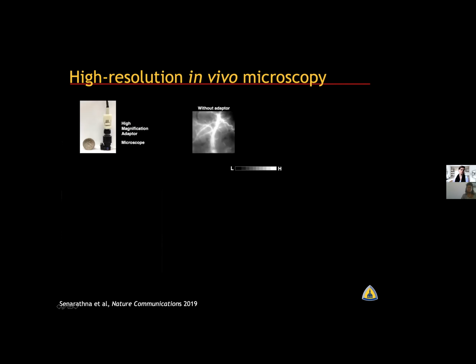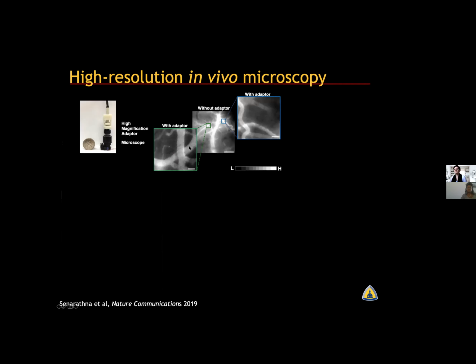The other thing that we did for this microscope is we built a very simple 3D printed adapter that allows us to take the microscope's magnification from 5 microns to 0.5 microns. So this is what the blood vessel architecture looks like without the adapter. With the adapter, you can actually zoom in and look at really fine vessel structure.